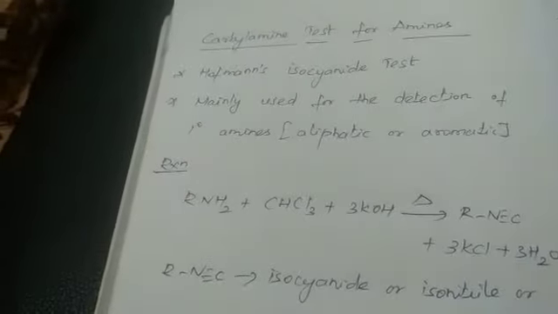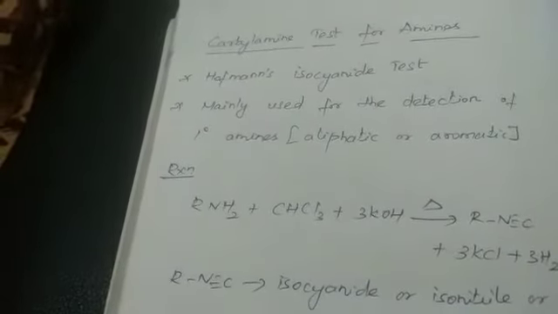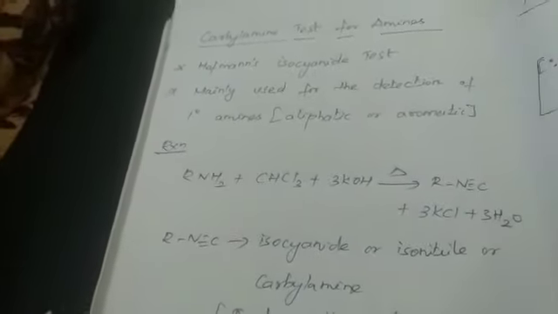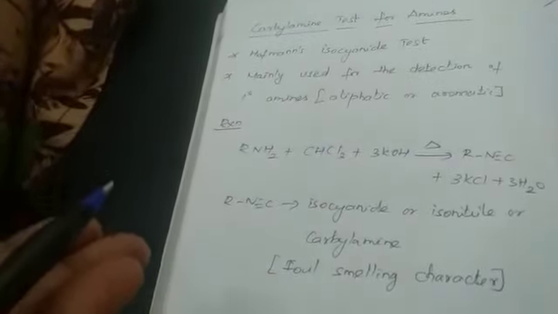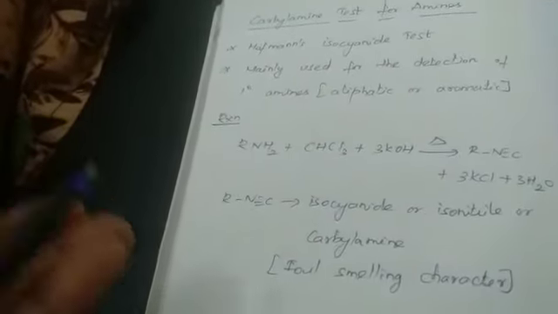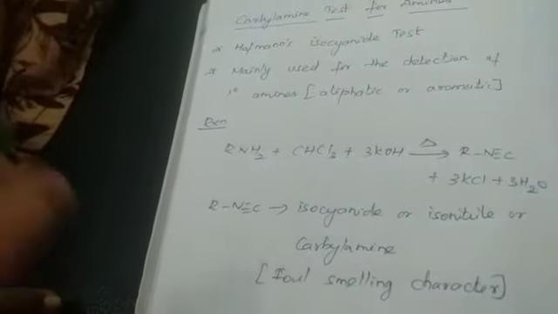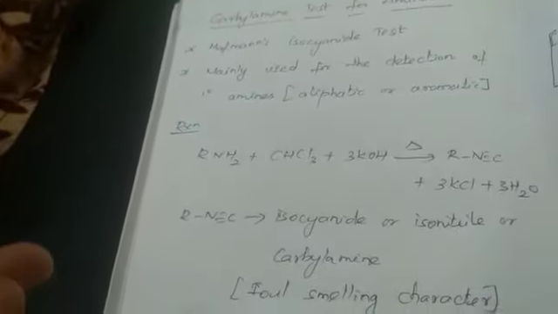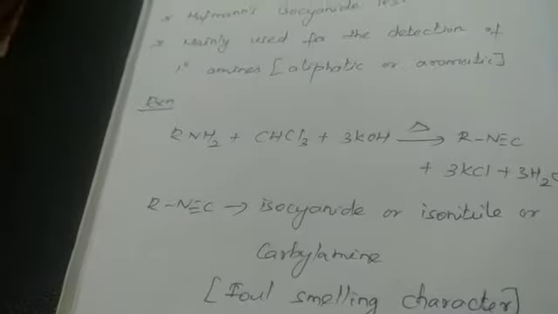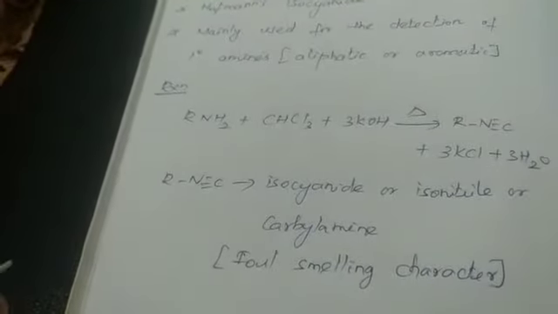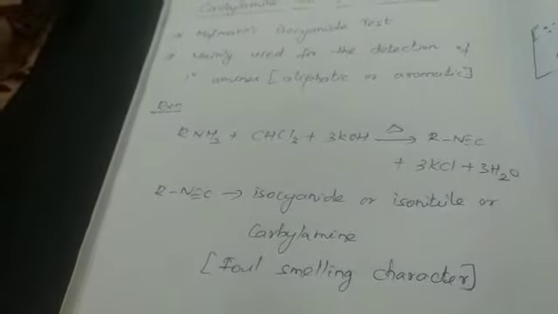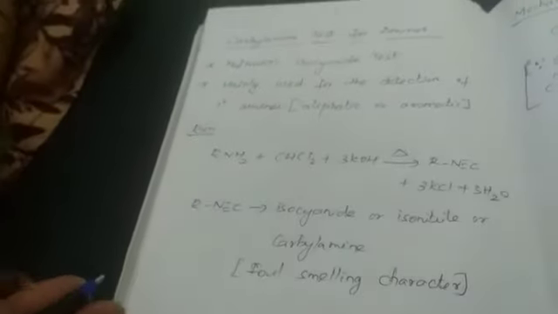This test is especially used in organic qualitative analysis to detect the presence of primary aliphatic amines or primary aromatic amines. For example, if you have any aliphatic amine like methylamine, we can detect it using this carbylamine test. Similarly, we can detect aromatic amines like aniline. When we add these amines to chloroform, it gives an isocyanide or isonitrile, which is a foul smelling compound. From that foul smell we can determine that the given compound is an aliphatic primary amine or an aromatic primary amine.